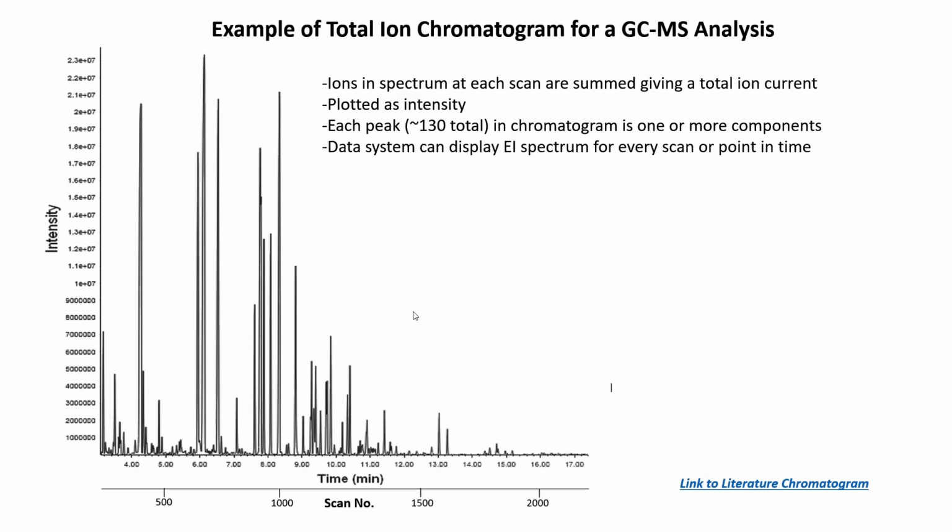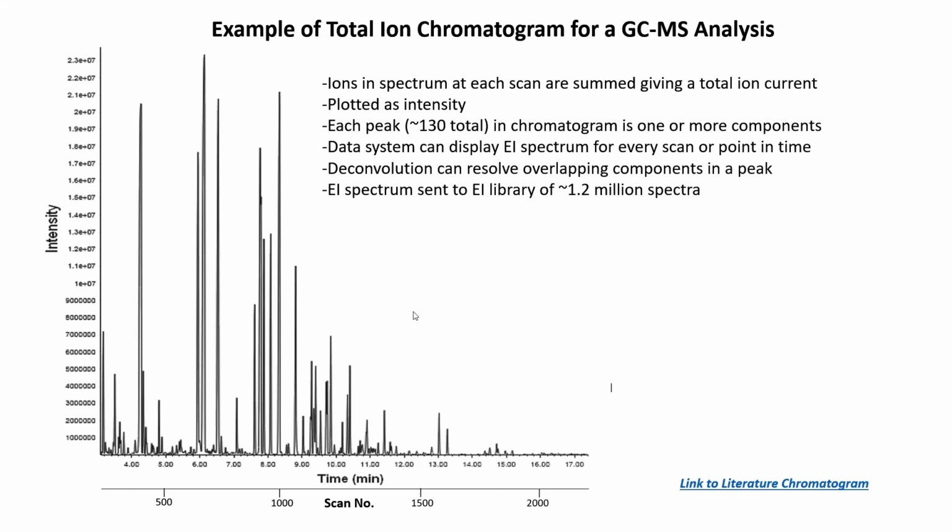But the data system can display the EI spectrum for every scan or a point in time for the computer to search or for you to try to interpret. It can also deconvolute overlapping components in a peak to get pure spectra out of components that are not totally separated in time or by scans. And then you can take any of these EI spectra that have been deconvoluted and send it to an EI library of 1.2 million spectra. In our case, we'll only have a little over 2,000. That's what NIST gives you in the demo program.